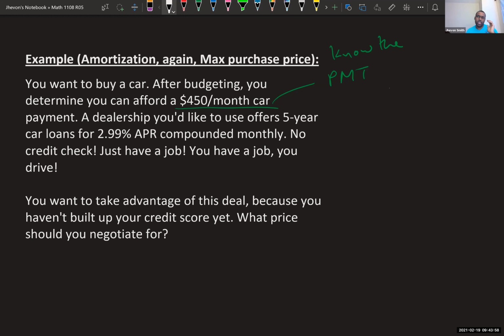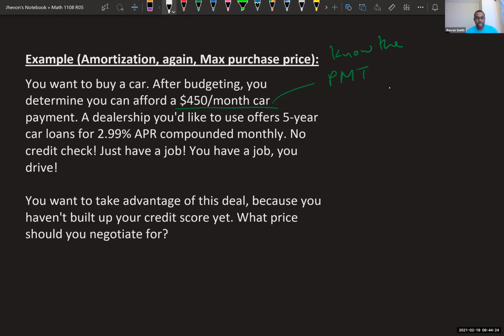So you walk into a car dealership. You're not going to tell them what you want for a monthly payment, but you know in the back of your mind because you planned for it. So now you go in and you're like, what car should I negotiate for, right? Should I ask them for a $50,000 car or a $30,000 car, $10,000 car? Like, what car can I afford for $450 a month if I'm being charged this interest, right? So that's what we want to figure out.